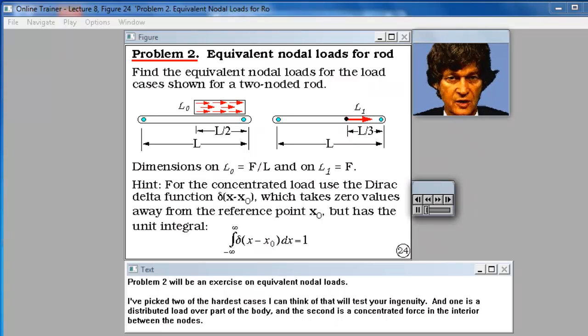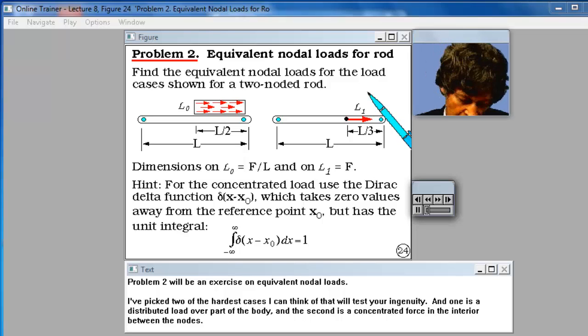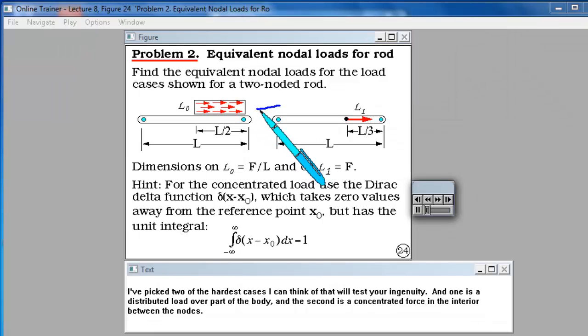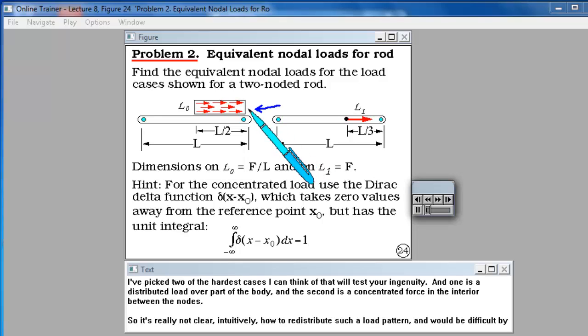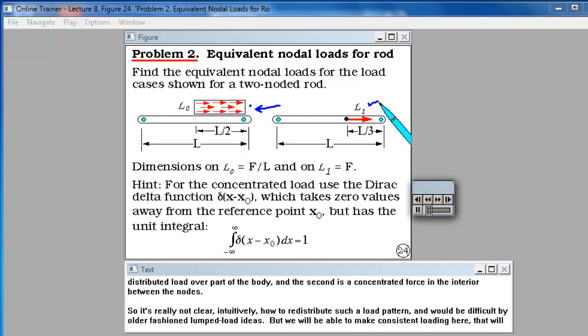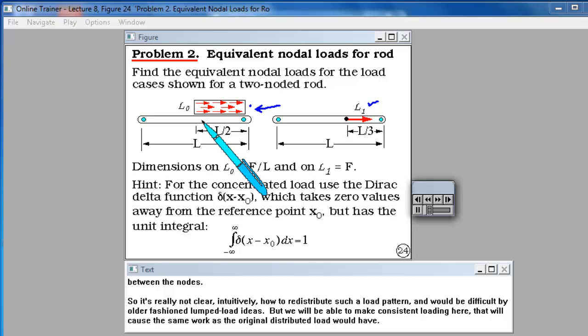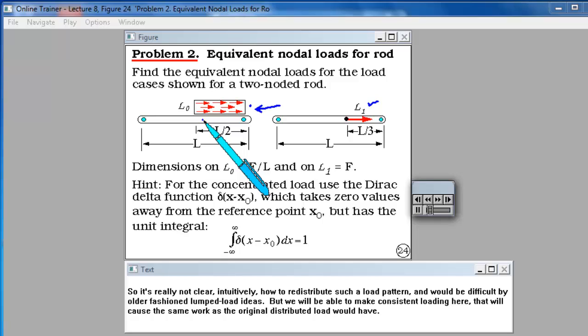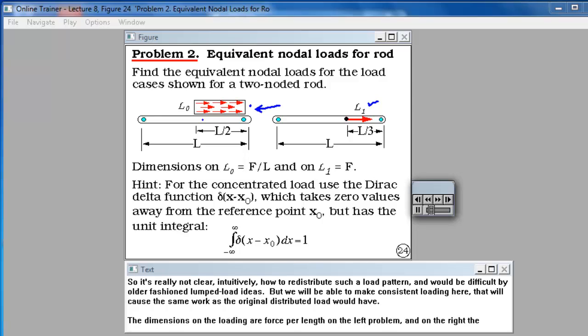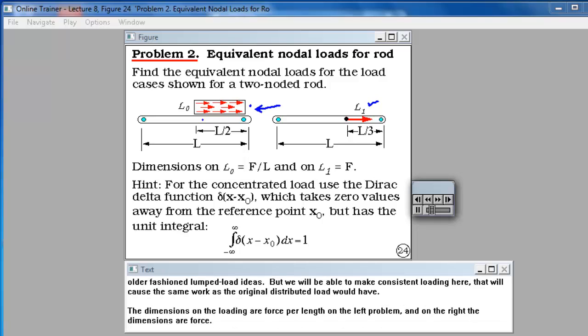Problem 2 will be an exercise on equivalent nodal loads. I've picked 2 of the hardest cases I can think of that will test your ingenuity: one is a distributed load over part of the body, and the second is a concentrated force in the interior between the nodes. So it's really not clear intuitively how to redistribute such a load pattern, and it would be difficult by older-fashioned lumped load ideas. But we will be able to make consistent loading here that will cause the same work as the original distributed load would have.